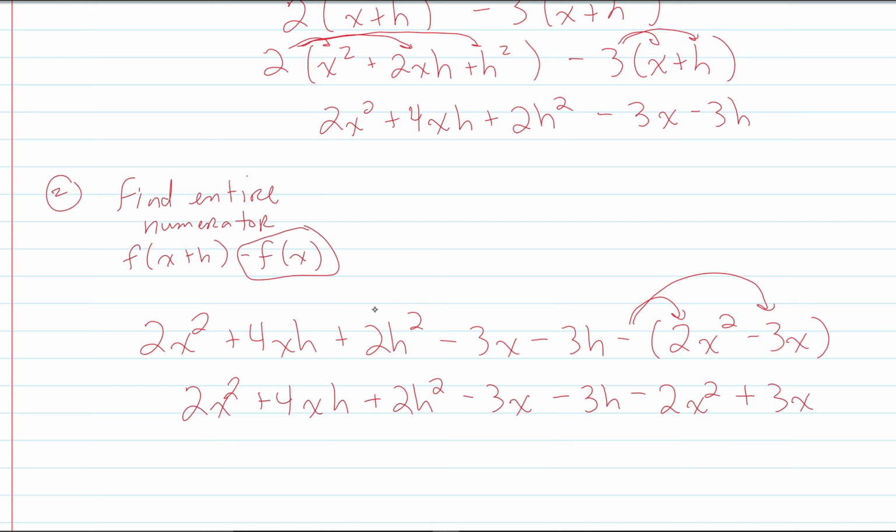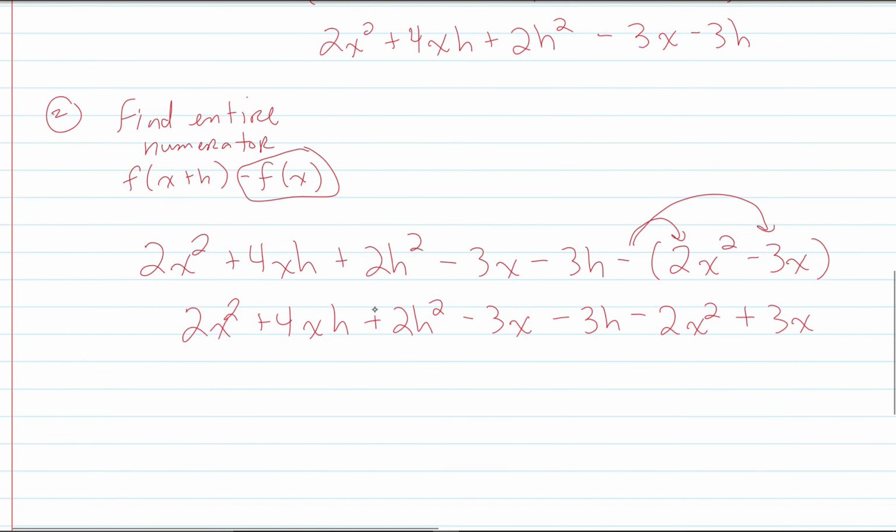Well, this positive 2x to the second, and negative 2x to the second, they'll make 0. They'll 0 out. Then we have a negative 3x and a positive 3x. They'll also 0 out. I don't think any more terms 0 out. So looks like we're left with 4xh plus 2h squared minus 3h. So we found the entire numerator.